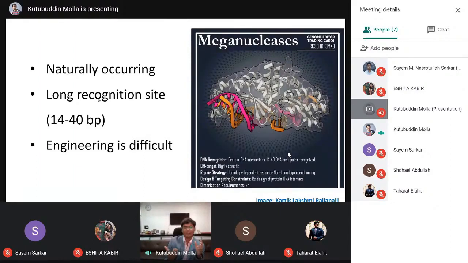But meganucleases have recognition sites of up to 40 base pairs. If you calculate in the genome, even in the human genome, some meganucleases have only one site, and in another genome only 1 or 2 sites. So it is highly specific. But the problem is, if you want to make a cut in the DNA. So let me remind you of one thing.